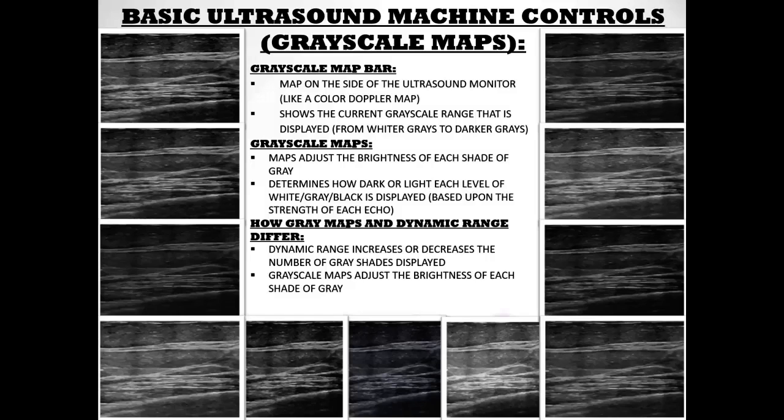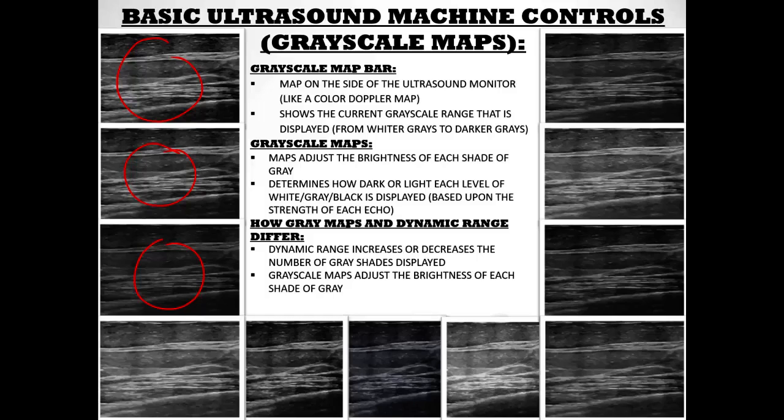In the lab, we use the GE machines. On GE machines, generally you have a choice between one of several maps, anywhere up to 10 different maps. On our picture here, all of these are different choices, and all the grayscale maps do, when you switch to different maps, is adjust the shades of brightness of each shade of gray. So it determines how dark or light each level of the white, gray, or black is going to be displayed based on the strength of the echoes. It can give slightly different color representation to the strength of each echo.